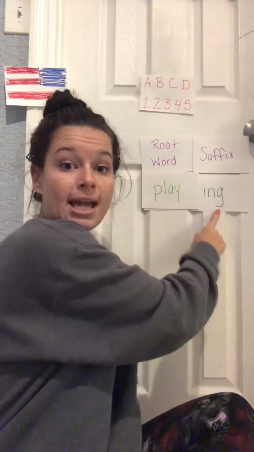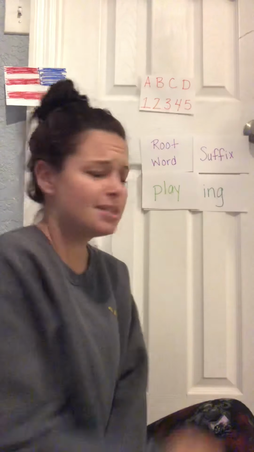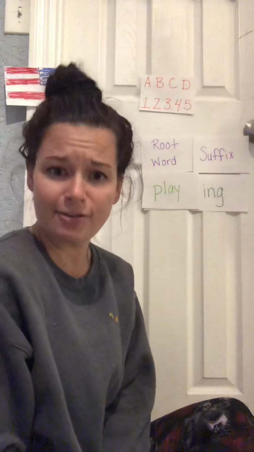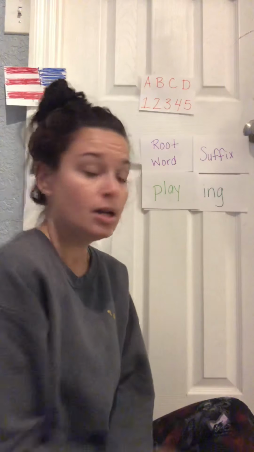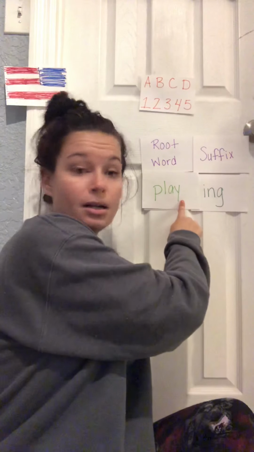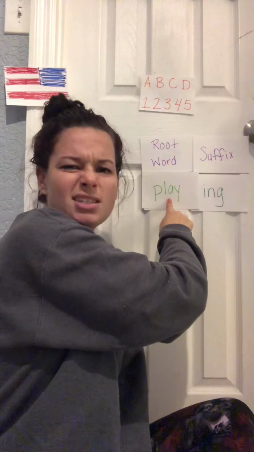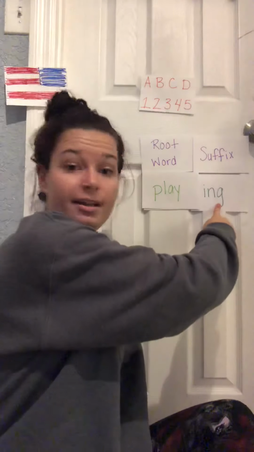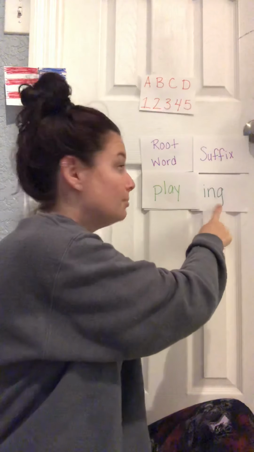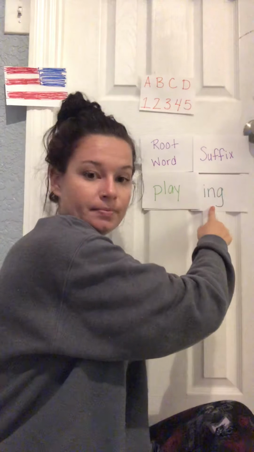Now I have the word playing. My directions are, I want my students playing outside for at least 10 minutes today. Playing. We're still talking about the word play. My root word is play, but now I'm saying I want my students to go outside so they can begin playing. Ing is still just a sound, but when we add it to the root word play, we now have playing.